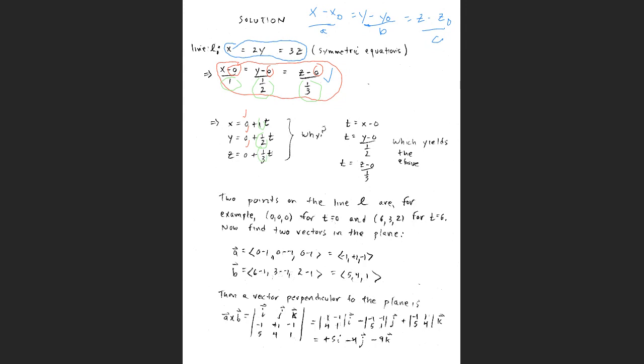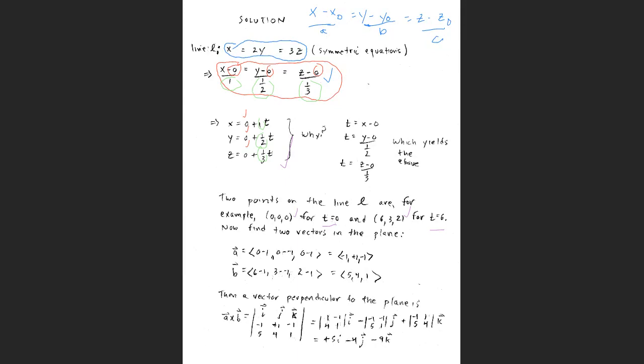So now that I know the parametric equations of the line, and again, you can pause the recording if you need to, I can pick just two values of t. I chose t = 0 and t = 6. When t = 0, that generates the origin, and when t = 6, that generates the point (6, 3, 2). So the points (0, 0, 0) and (6, 3, 2) are going to be on that line.